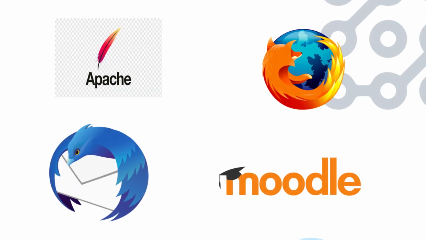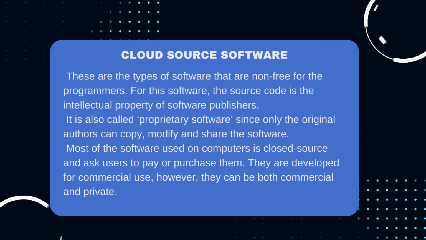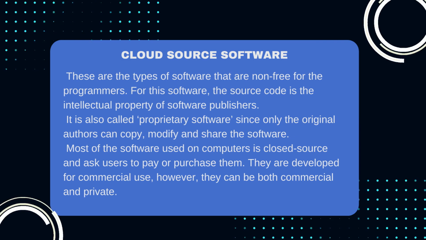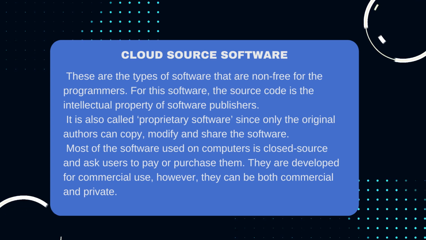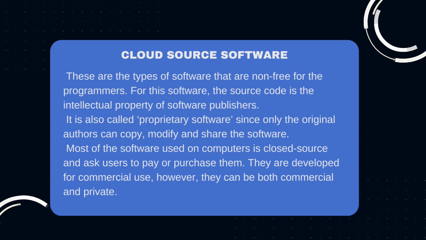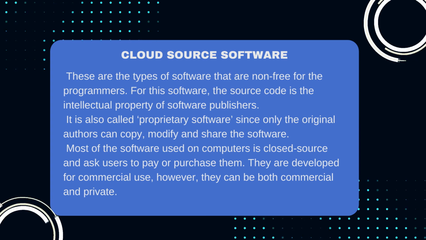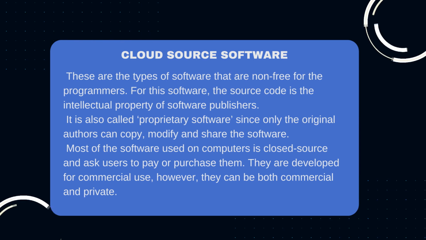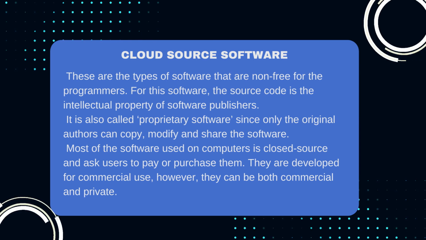Examples: Apache Web Server, Mozilla Firefox, Thunderbird, and Moodle. And we have another classification, which is closed source software. These are the types of software that are non-free for the programmers. For this software, the source code is the intellectual property of software publishers. It is called proprietary software since only the original authors can copy, modify, and share the software.